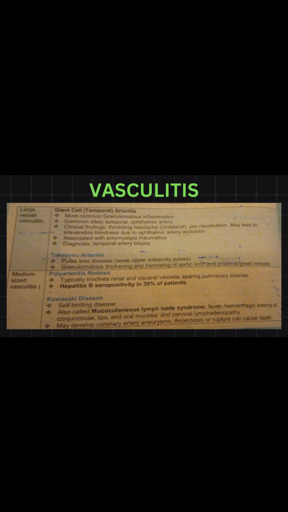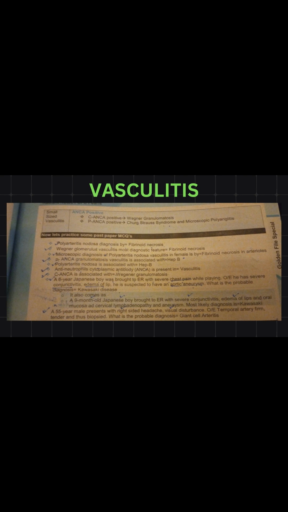Let's discuss MCQs. Polyarteritis nodosa is diagnosed by fibrinoid necrosis. Microscopic diagnosis of polyarteritis nodosa vasculitis in a female is by fibrinoid necrosis in arterioles. Polyarteritis nodosa is associated with Hep B.